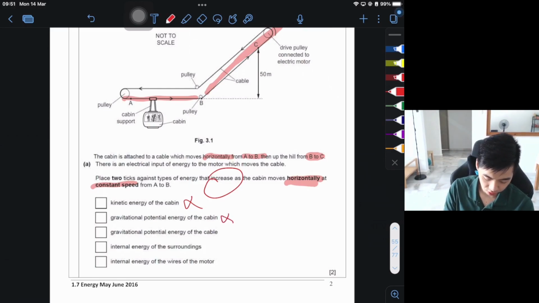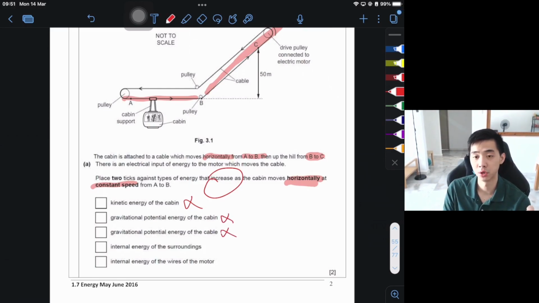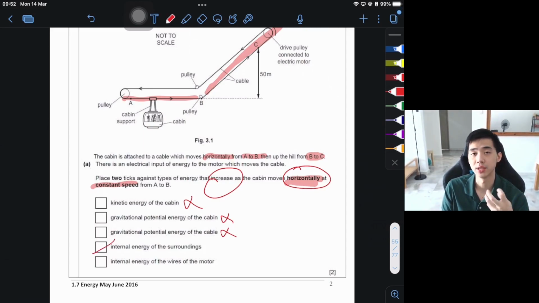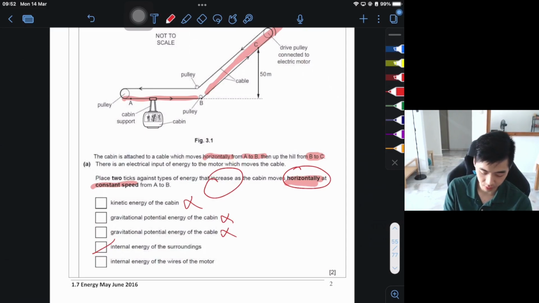Gravitational potential energy is definitely not possible as well, because the cabin is moving at a horizontal motion, right? Horizontal motion means no gain in height, means no gain in gravitational potential energy. The internal energy of the surrounding is going to increase for sure. Internal energy is anything that has heat, right? So in this case, the heat in the surrounding is going to increase. Definitely true, because there's going to be output of energy and there's going to be moving components, right?